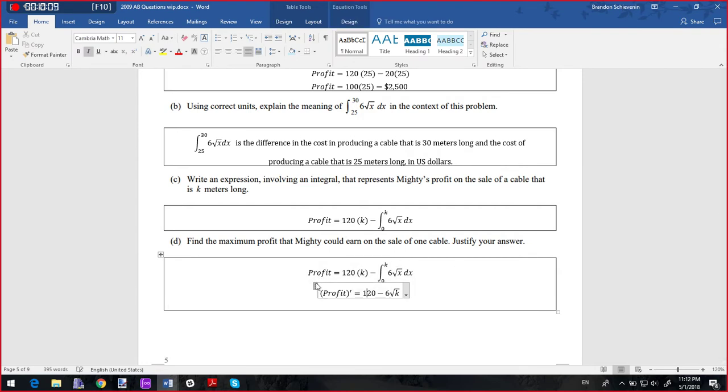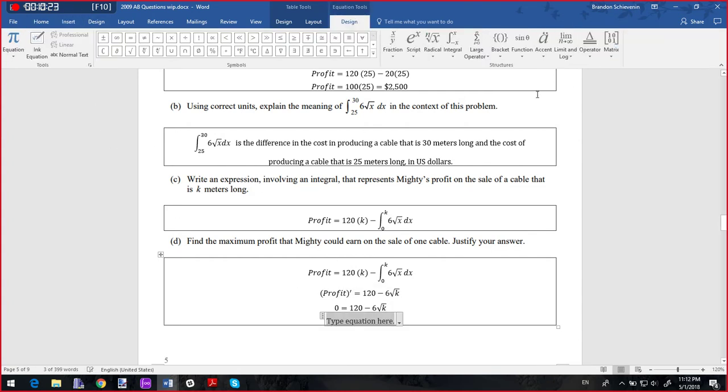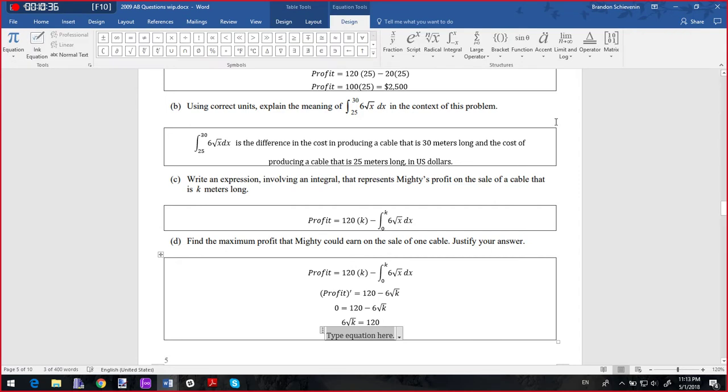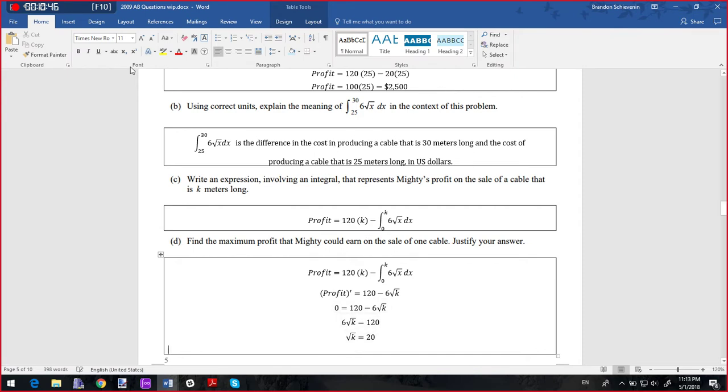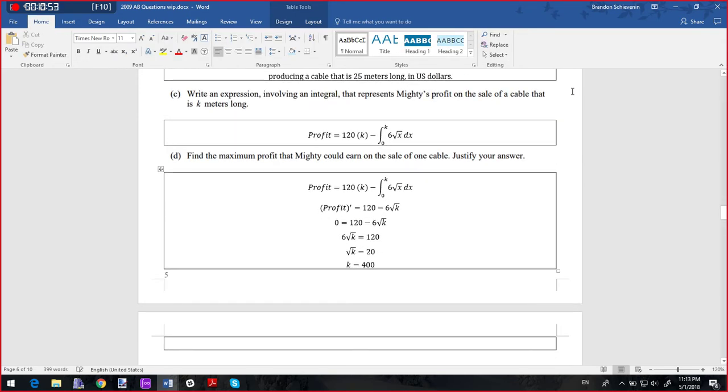And then I'm going to set the slope of profit equal to 0 and solve for k. Okay, so if I do that, I'll have something like this. 6 root k is equal to 120. Therefore, if I divide both sides by 6, I have the square root of k is equal to 20. Therefore, if I square both sides, k should be equal to 400. So this is our only critical point, but I'm not quite done yet.